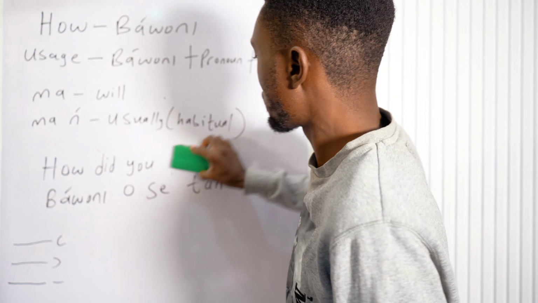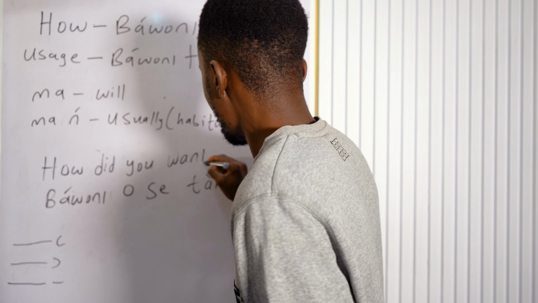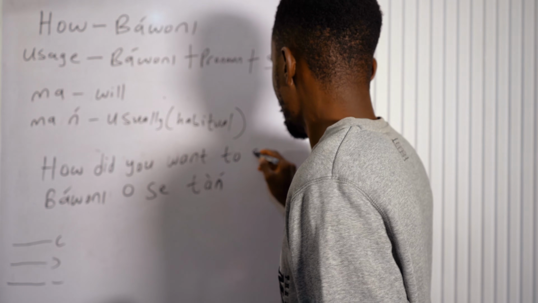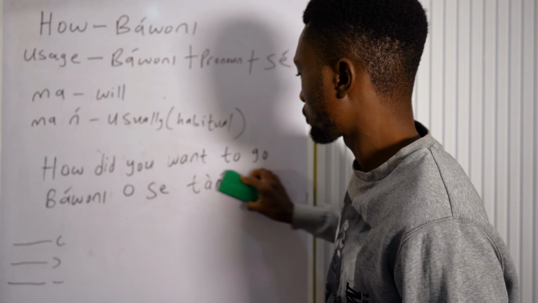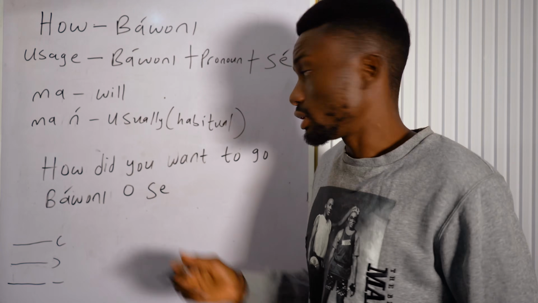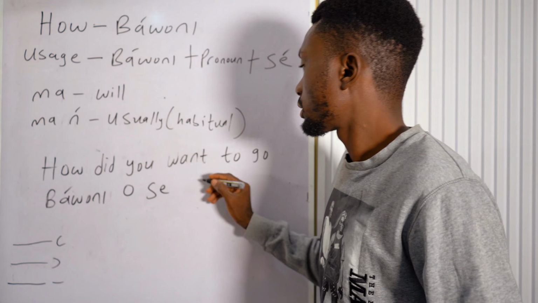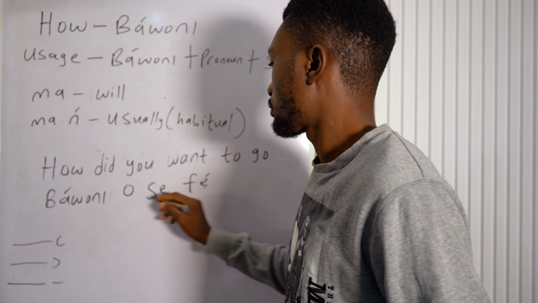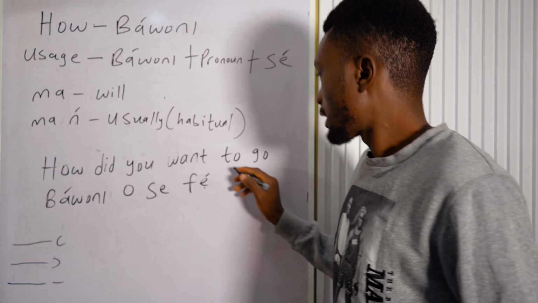Let's say, how did you want to go? How did you want to go? Want is fair. To go.